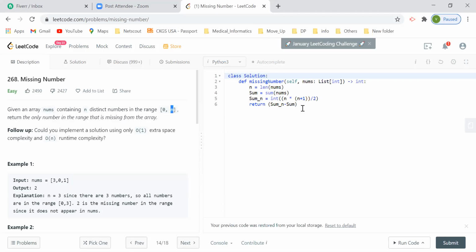Yeah. So basically you first get the expected total sum, then you get the actual sum of what you have in the list. And you subtract it, and then you get the missing number. Did you figure out this solution by yourself? Yeah. Nice. Good one.